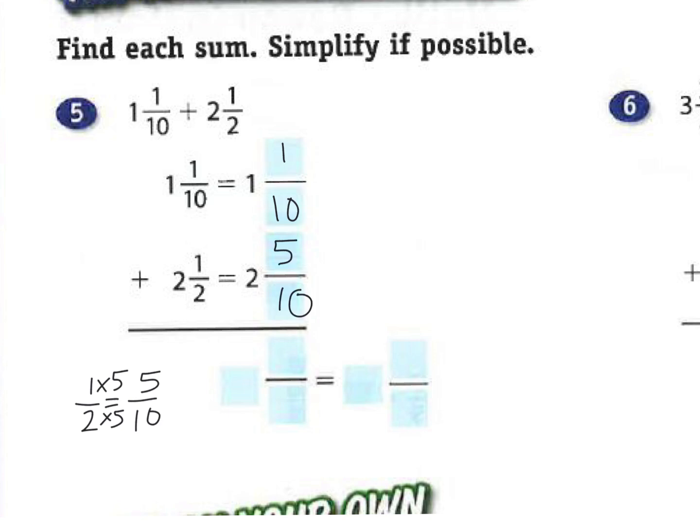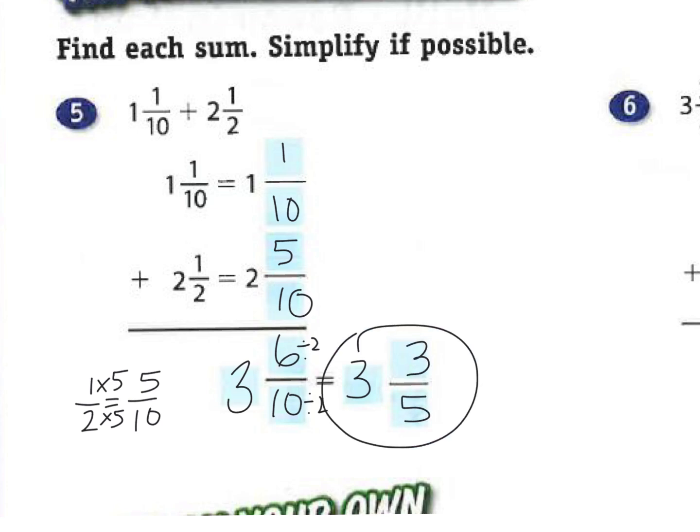So then I'm going to add 1/10 plus 5 tenths is 6 tenths. 1 plus 2 is 3. Well, I can simplify that 6 tenths. So the whole number is going to stay as 3. I can divide top and bottom by 2 to get 3/5. So 3 3/5 is the final answer for that one.